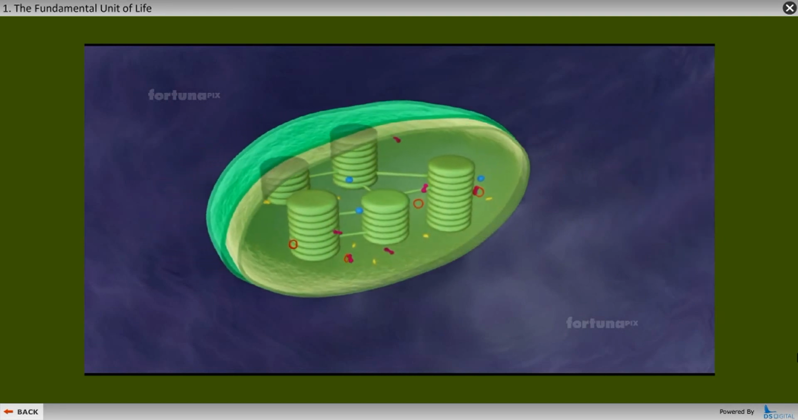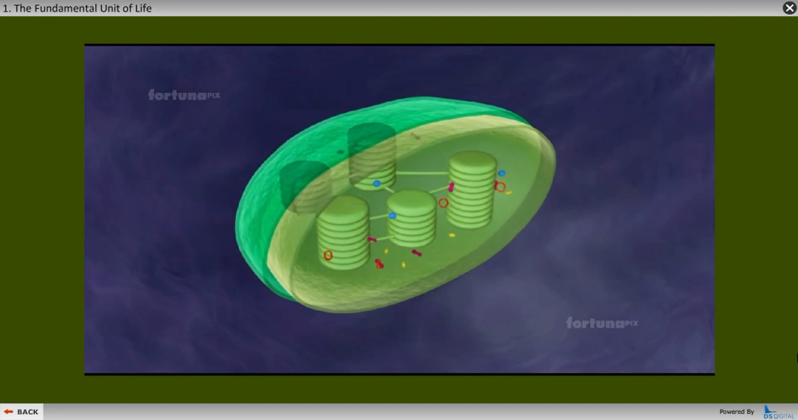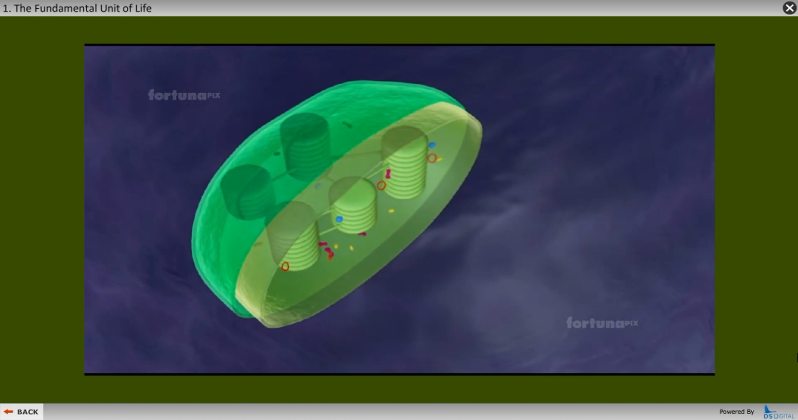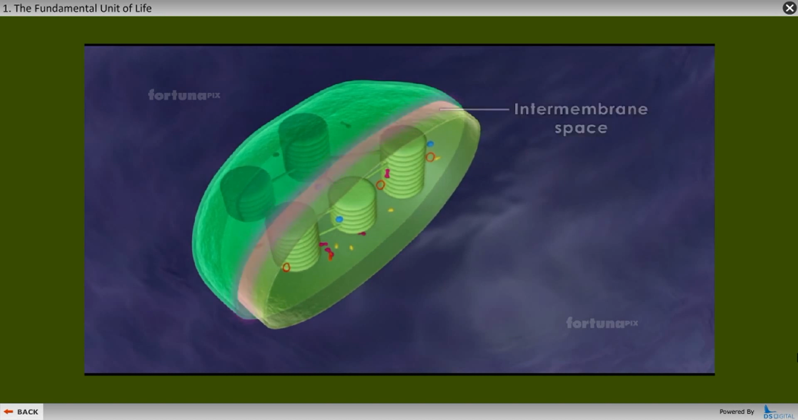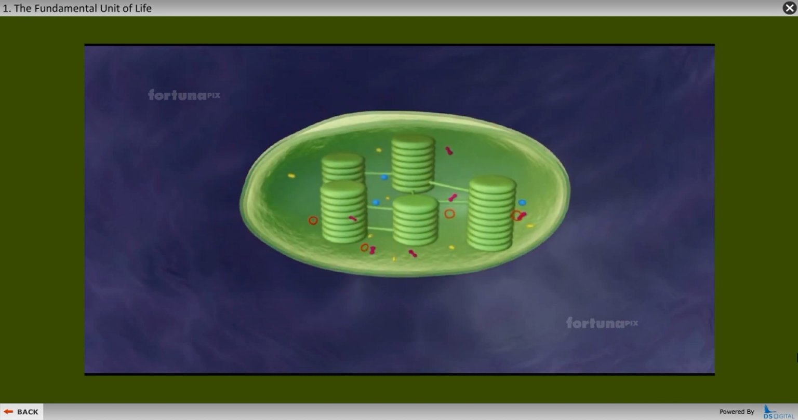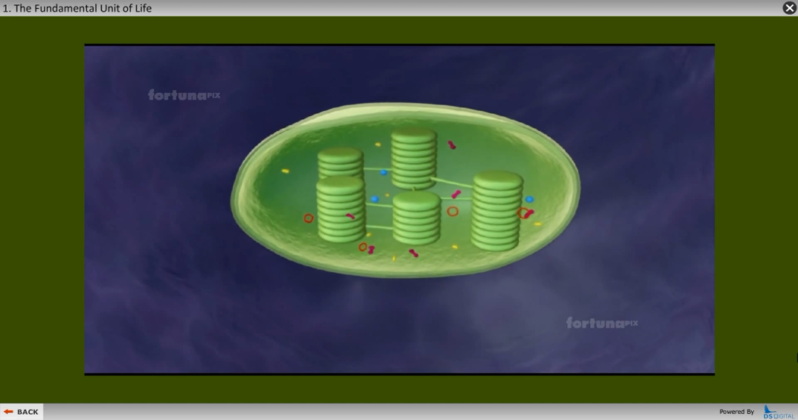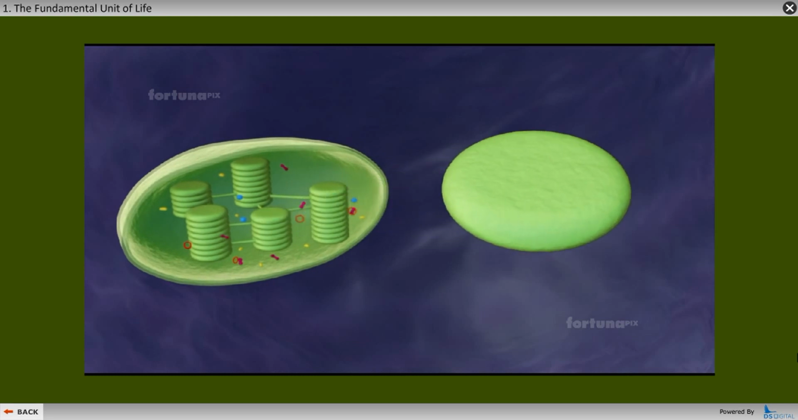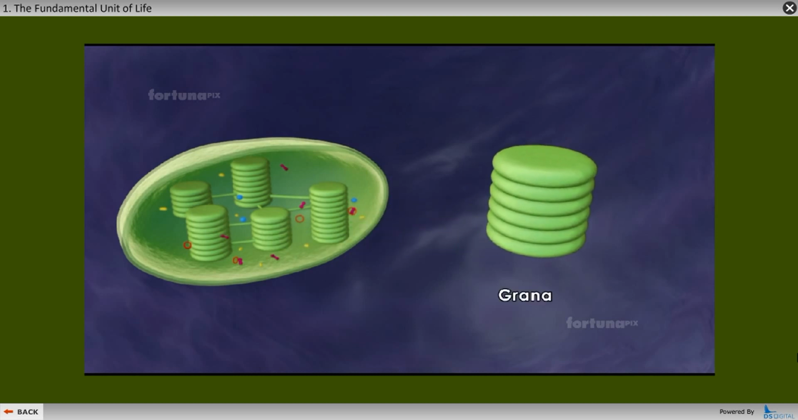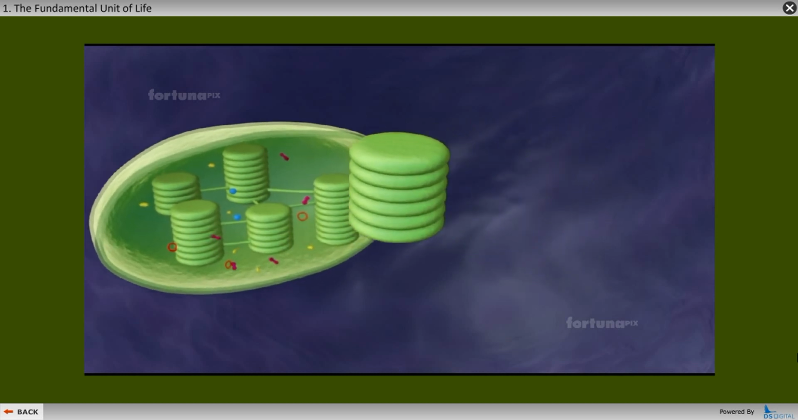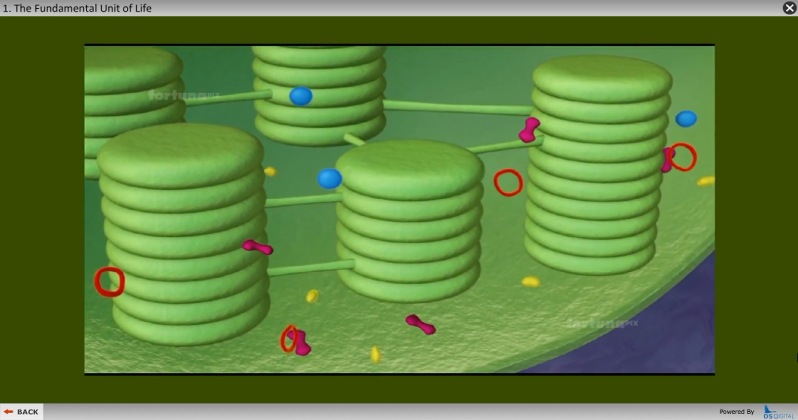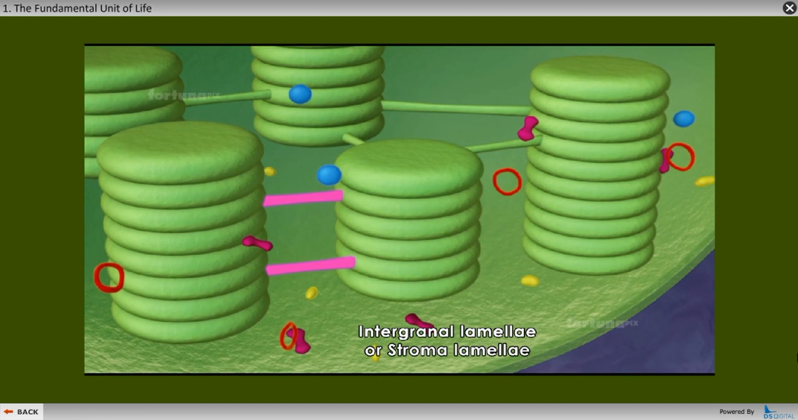The chloroplast is enclosed in a double membrane, the inner and outer phospholipid. Between these two layers is the intermembrane space. Inside this inner membrane is a matrix of enzymes and water known as stroma. Inside the stroma, there are membranes folded into discs called thylakoids, which are arranged in stacks called grana. Two adjacent grana are joined to one another by lamellae called intergranal lamellae or stroma lamellae.